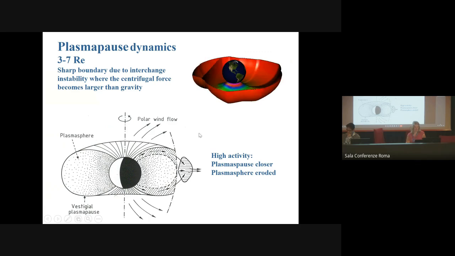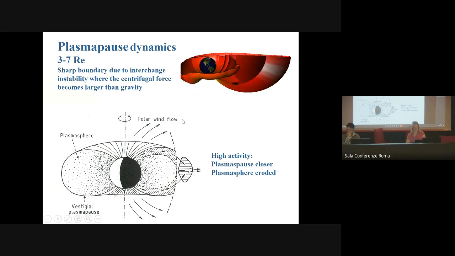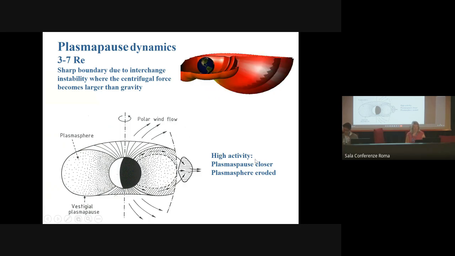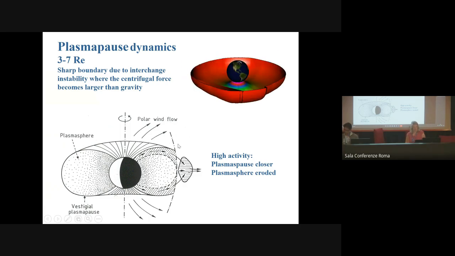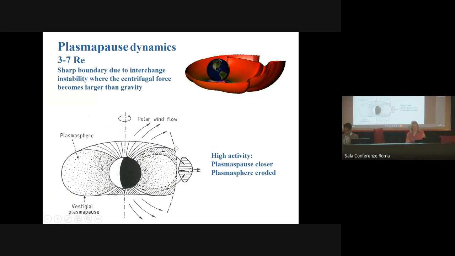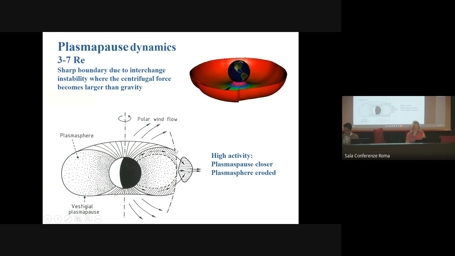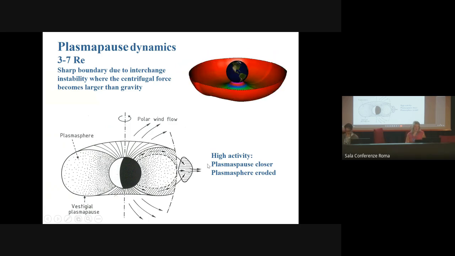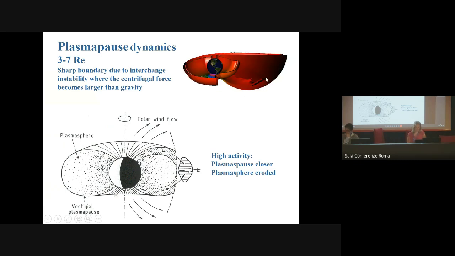This sharp plasmapause is due to the interchange instability mechanism. And thus, in fact, each time the activity increases, the zero parallel force surface comes closer to the Earth. Thus, the plasmasphere is then eroded, and you have this plasmapause that is closer to the Earth, and the plasmasphere that is more reduced. And you have also formation of a plume, as you can see in this simulation here.